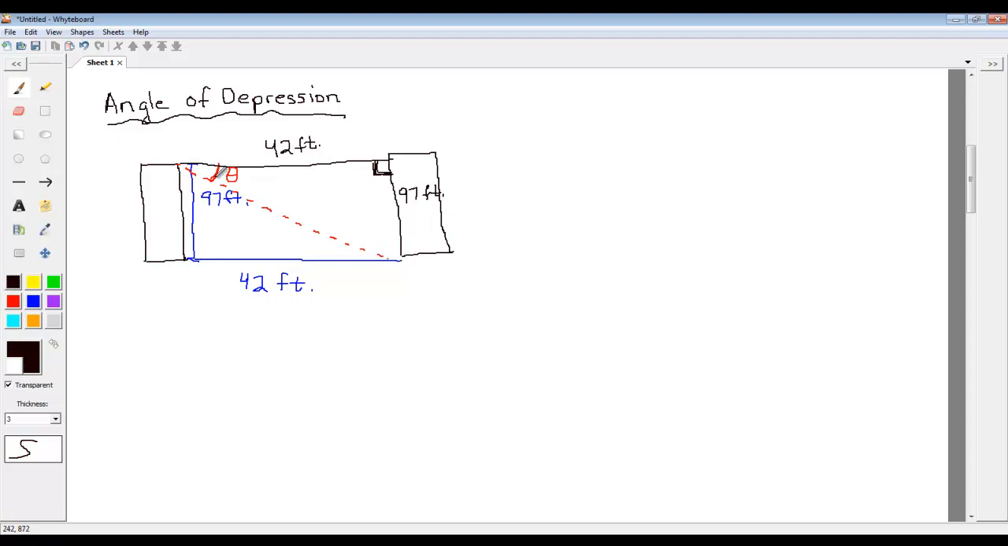Well, from theta, we know the opposite side, we know the adjacent side. So we know tangent of theta equals opposite over adjacent. So if we want to find theta, we can do the inverse tangent of 97 over 42 and see what that gets us.